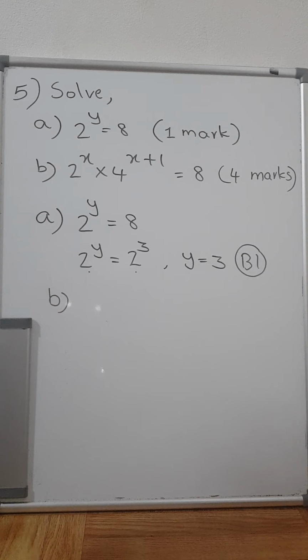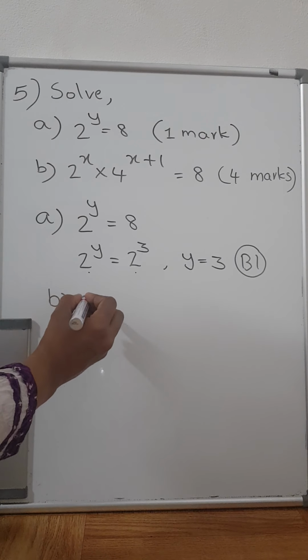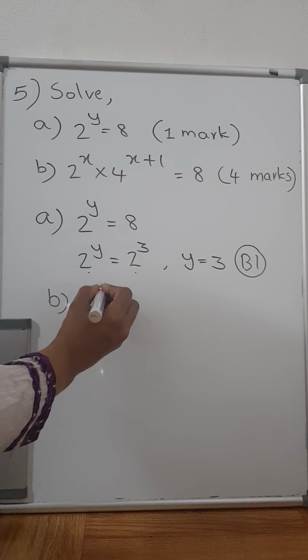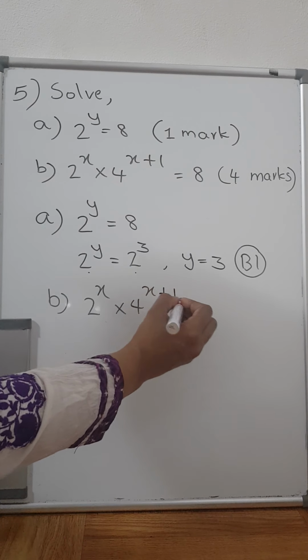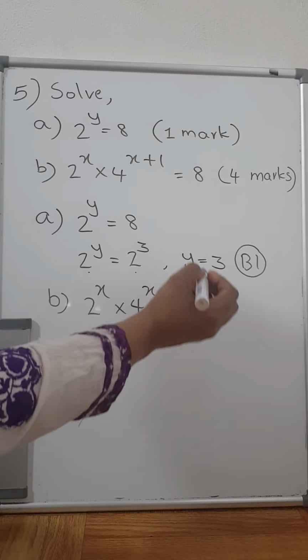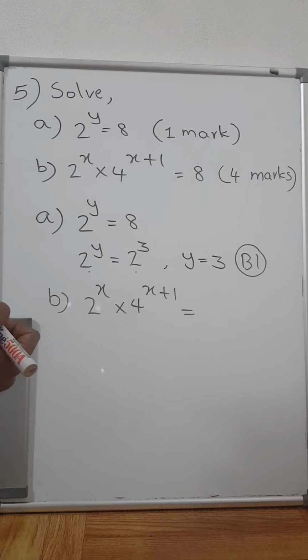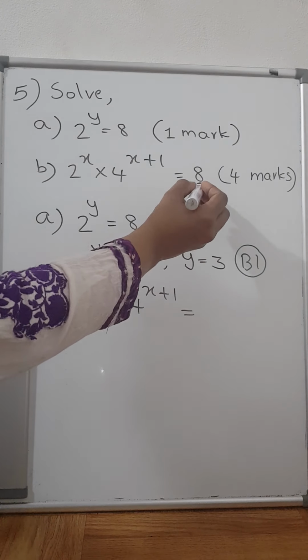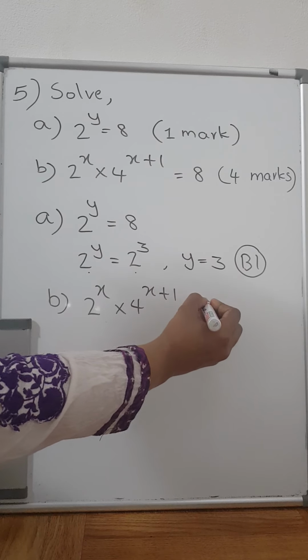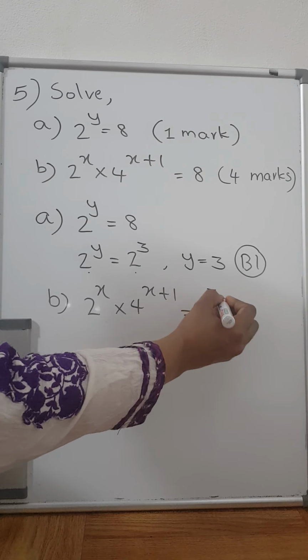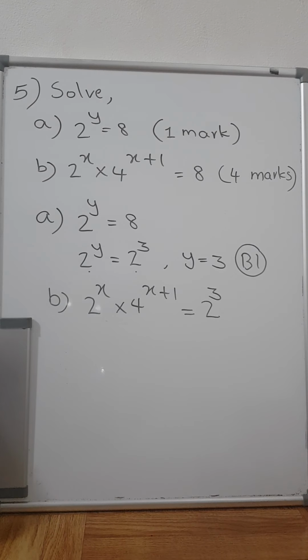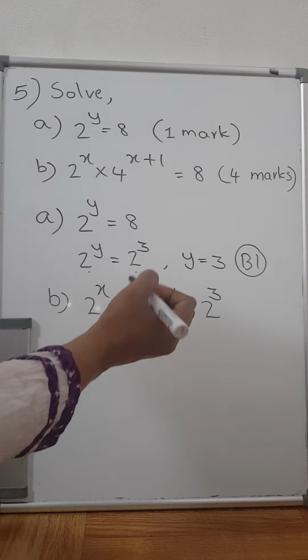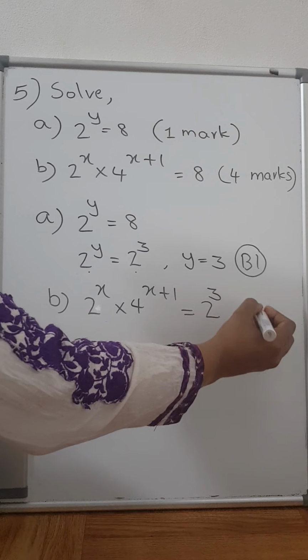Now we'll see the second part of the question. The question says 2 to the power x times 4 to the power x plus 1 is equal to 8. The question carries 4 marks. You see, this is equal to 8. 8 is 2 cube. We already know. So for writing 8 as 2 cube, we get 1 mark. That is the method mark.